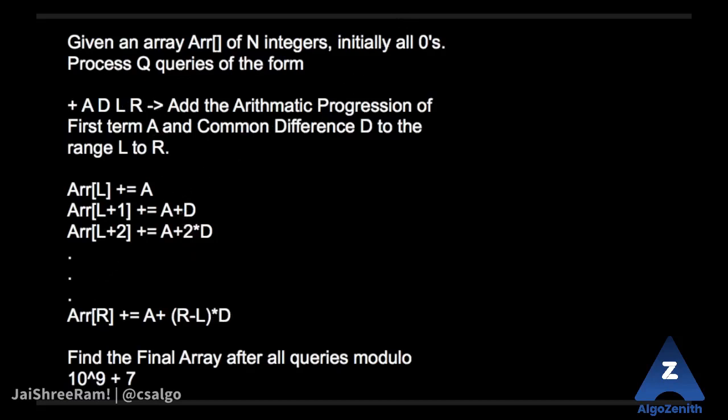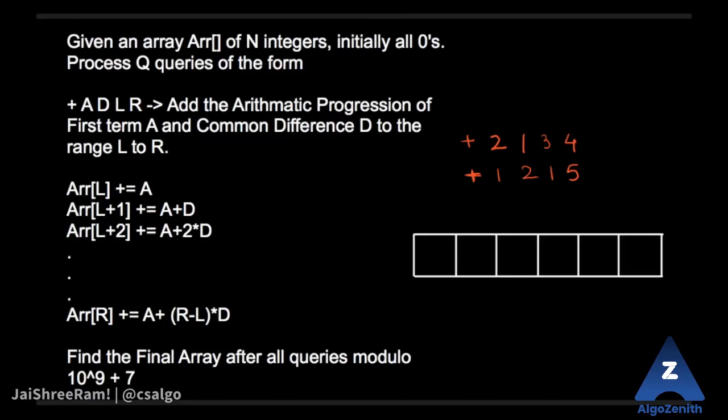Okay, so let's have a look at an example. We need to add an AP of first term 2 and common difference 1, so this would be 2, 3, 4, and so on. You need to add this AP into the range 3 to 4. If we quickly look at the cells numbered 0 1 2 3 4 5, you need to add the contribution of this AP into 3 and 4, just this small subarray.